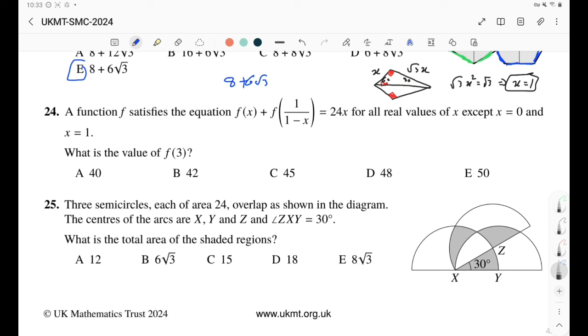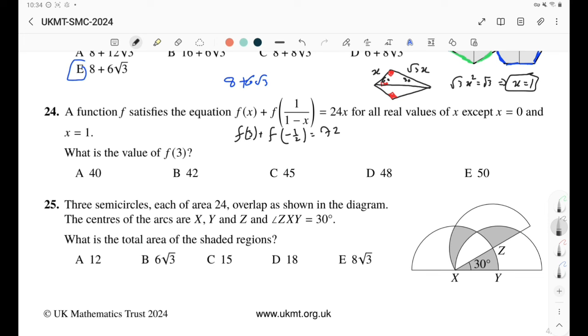So what we can do, the easiest thing, is to just plug in x equals 3. If we plug that in, you're going to get f of 3 plus f of negative half equal to 3 times 24, which is 60 plus 12, so 72. Okay, we did not find f of 3. We just linked f of 3 with f of negative half. What should we do now? Well, the idea is also simple. Why don't we plug in x equals negative half? Maybe we're going to get something.